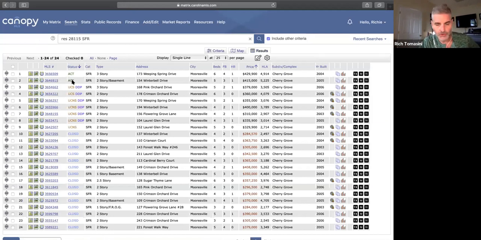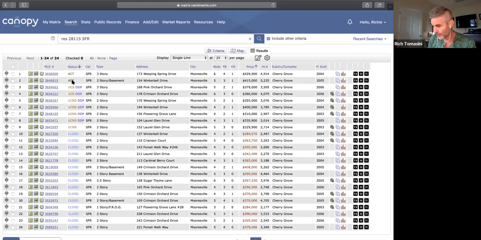So we have 2 active listings. Anybody think that's a good sign? We're not competing with a lot of people in this neighborhood. If your aunt and uncle live in Cherry Grove and your friends from New Jersey moved to Cherry Grove and you want to move to Mooresville and you want to have the least amount of acclimation as possible, you have 2 properties to look at. One's at 429, one's at 415. And then here is our subject that struck out at 325 last year.